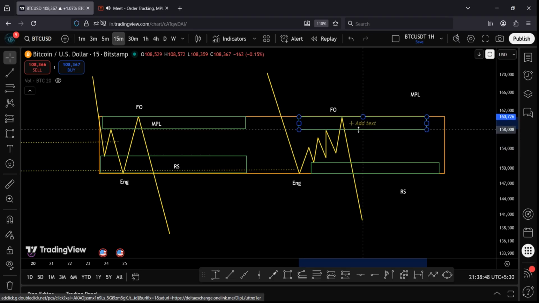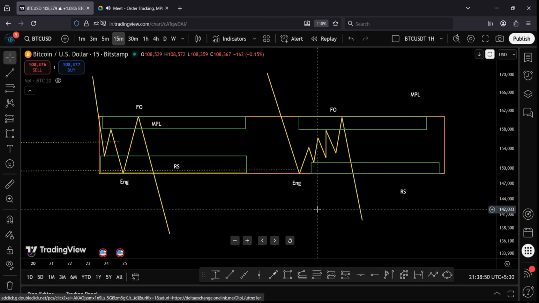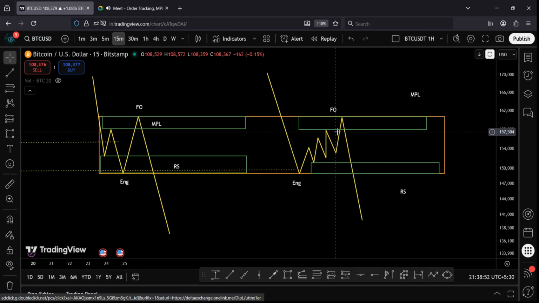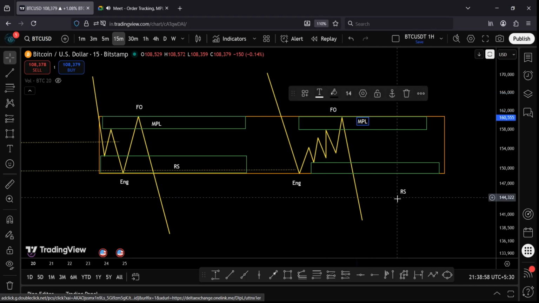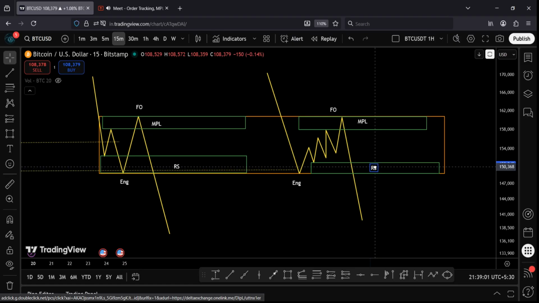Our MPL may be only this area, right? This is where most of the buyers are stuck, right? This will be our MPL zone. This will be our RS. Fine. So you need to use the logic of where most of the buyers and sellers entered and how this is going to affect the future. So you need to find out these things.